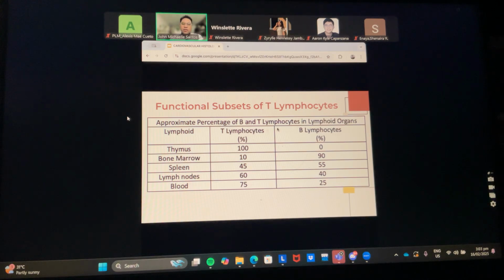So these are the relative percentages of your T lymphocytes and B lymphocytes. Sa thymus mo, walang B lymphocytes doon. In your bone marrow, majority of them is your B lymphocytes. In your spleen, mas majority ang nandyan ay B lymphocytes. Lymph nodes, T lymphocytes, and in your blood, mas madaming T lymphocytes kesa B lymphocytes.